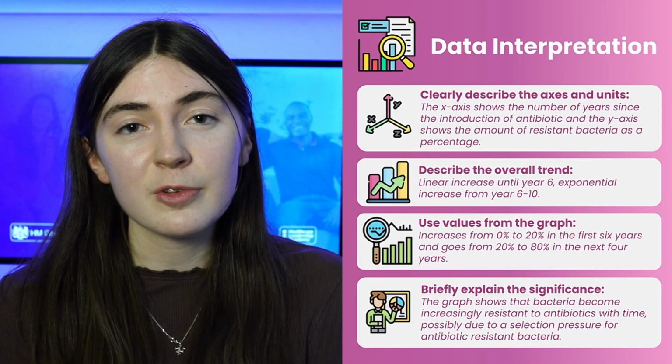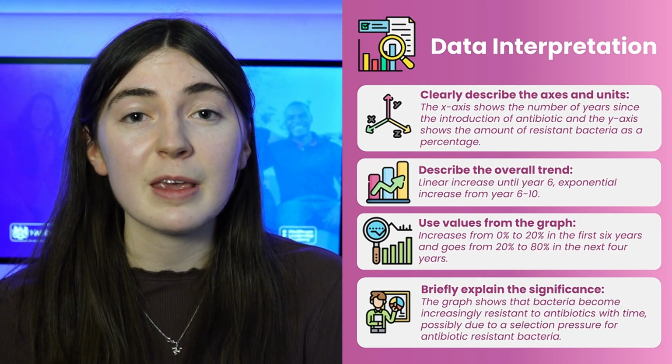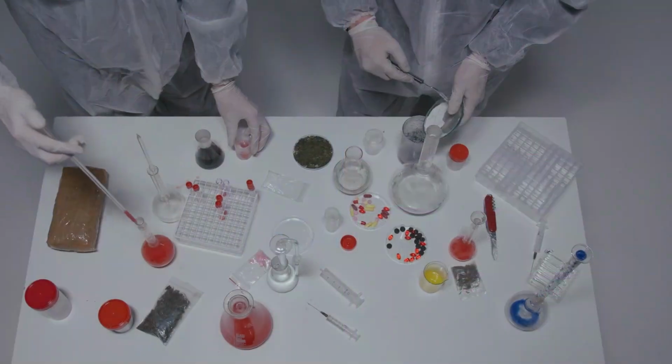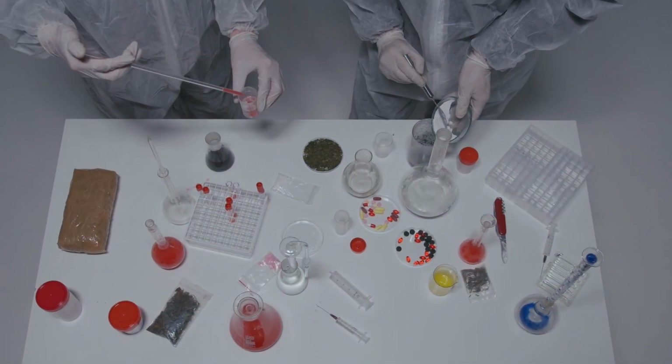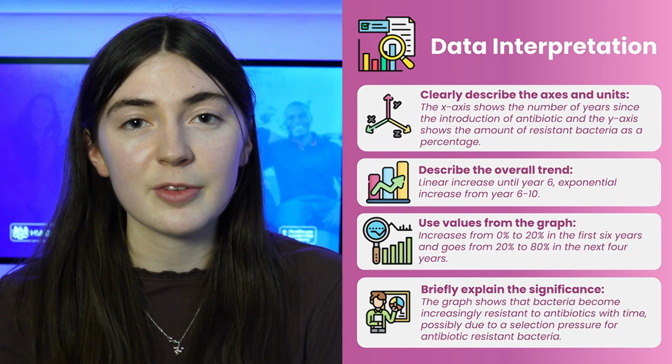But as we look beyond year 6, this increase starts to become more exponential, and we can see this by the steepening of the gradient of the graph. Between years 1 and 6, we see a roughly 20% increase in the percentage of resistant bacteria. This is much more rapid and exponential beyond year 6.